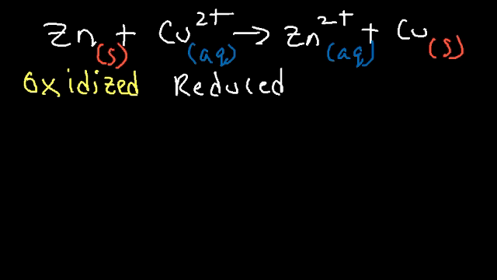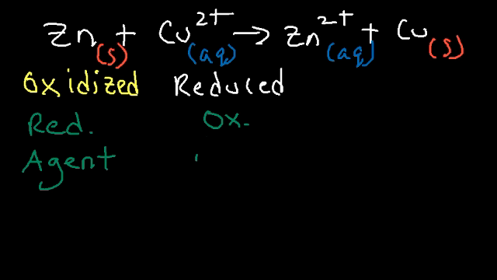The substance that is oxidized and reduced is always a reactant. It's always on the left side. So you can't pick one of the two products on the right side. It has to be on the left side. Now the substance that is oxidized is also known as the reducing agent. And the substance that is reduced is also known as the oxidizing agent.